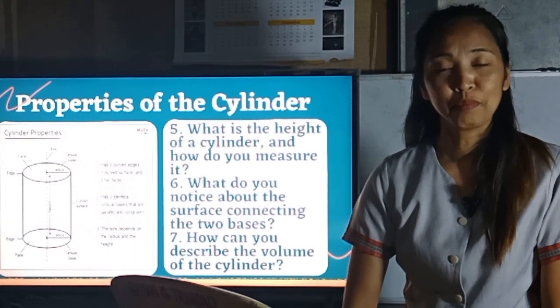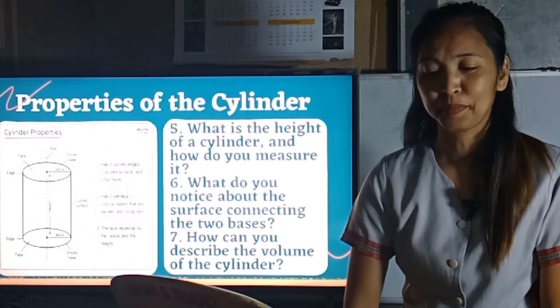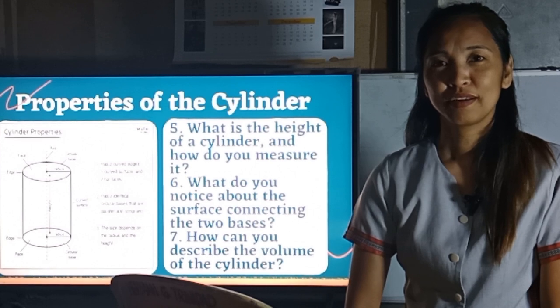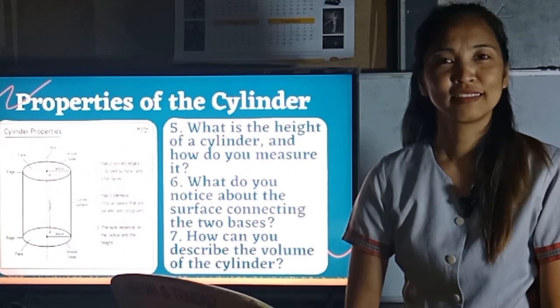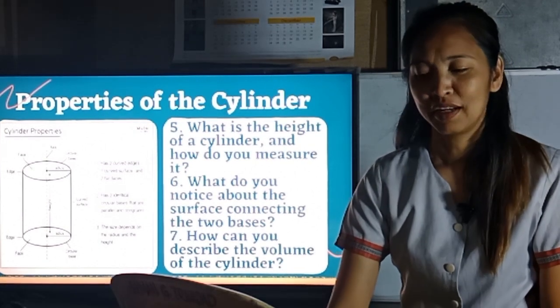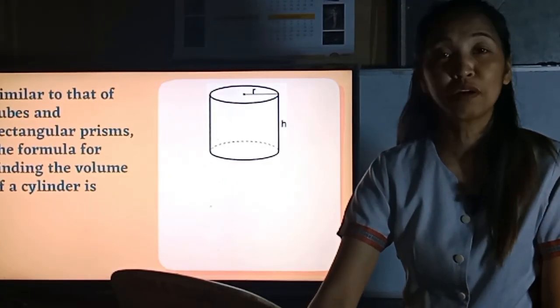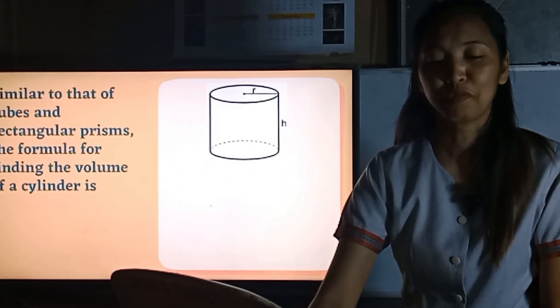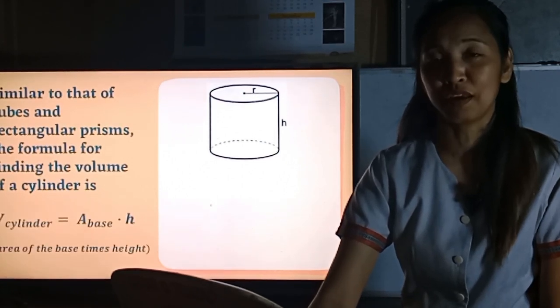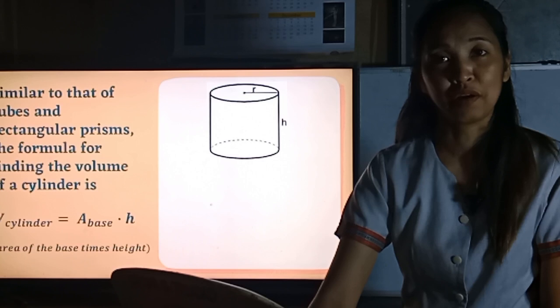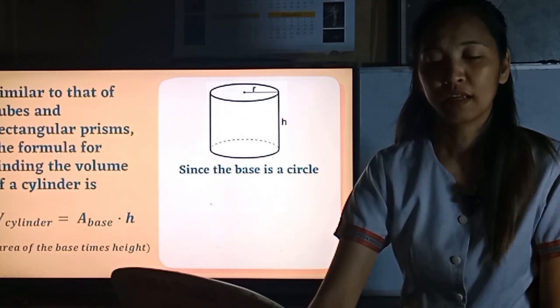How can you describe the volume of a cylinder? Yes, again, Jed. Very good. Similar to cubes and rectangular prisms, the formula for finding the volume of the cylinder is V is equal to area of the base times height.